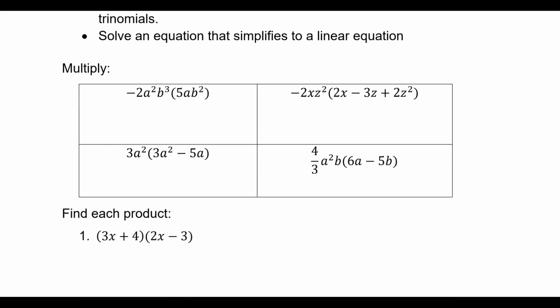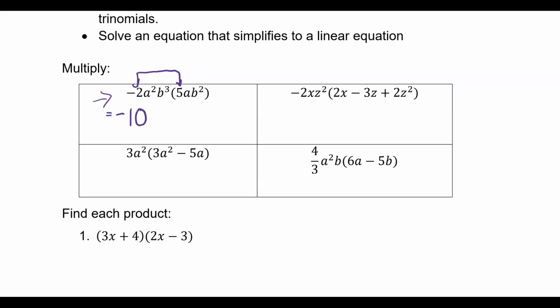We have negative 2a squared b cubed times 5ab squared. So how do I know that's multiplication? Because that monomial is right next to that parenthesis. There are no signs, no minuses or pluses in between that. So I know we need to multiply. So when we multiply, we're going to multiply the negative 2 times the 5, which will give us negative 10.